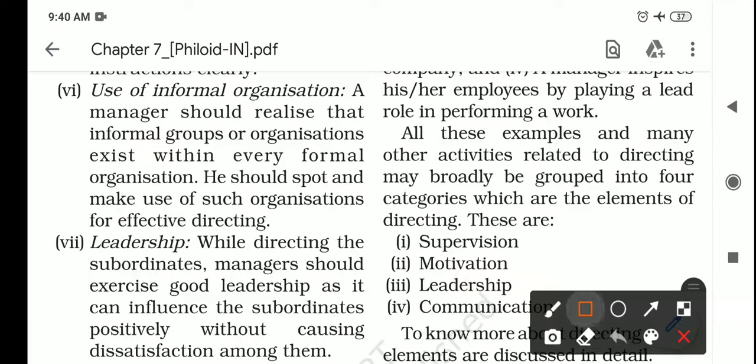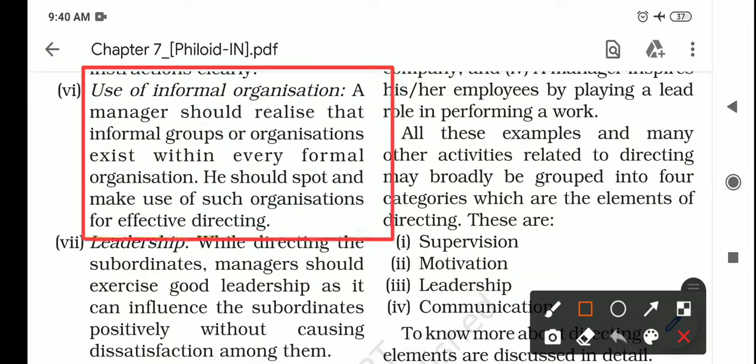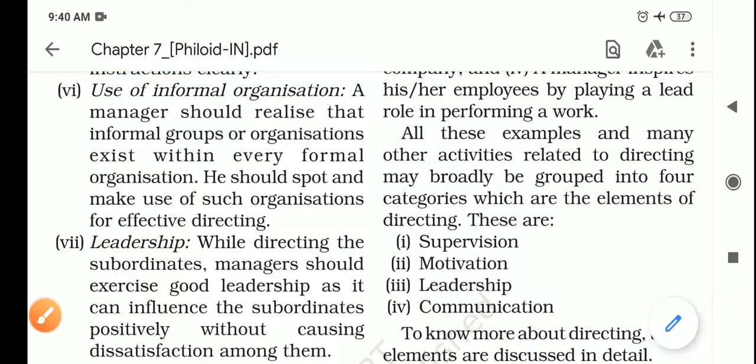So you can just note down the whole paragraph because it's a shorter one and in a simpler language. So formal organization we do create in the organizing function, but informal organization automatically gets created within the formal organization, that is friendly relations automatically get created. So every manager must make use of that informal organization so that the organization objectives can be achieved effectively.